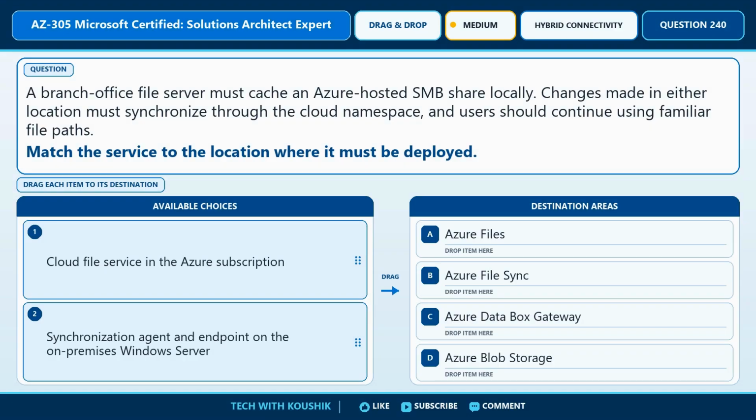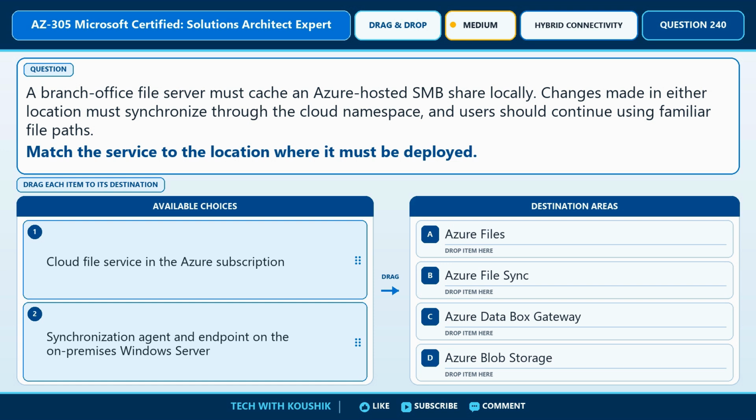Now consider question number 240. Scenario. A branch office file server must cache an Azure-hosted SMB share locally. Changes made in either location must synchronize through the cloud namespace, and users should continue using familiar file paths. Match the service to the location where it must be deployed. Begin with the following source items.